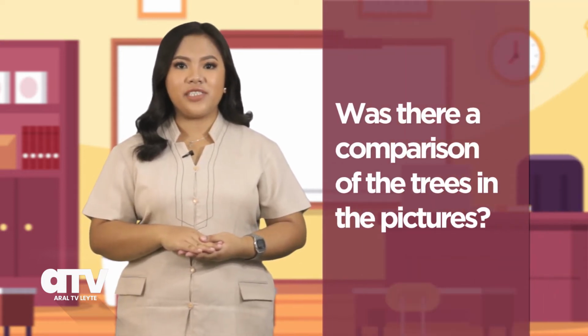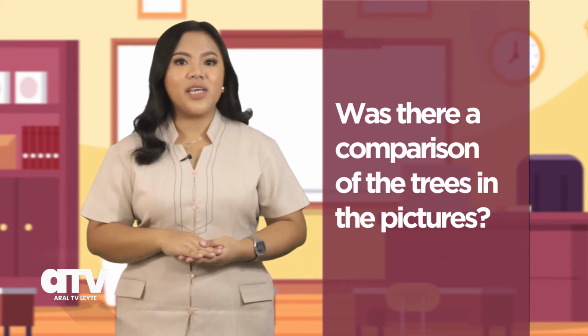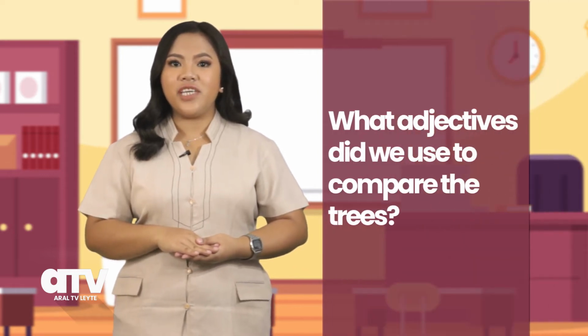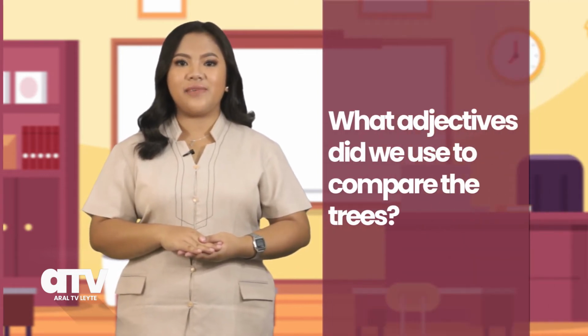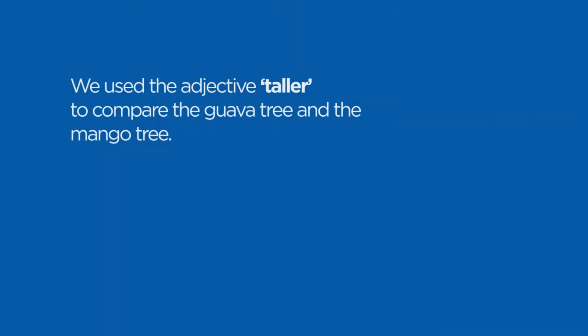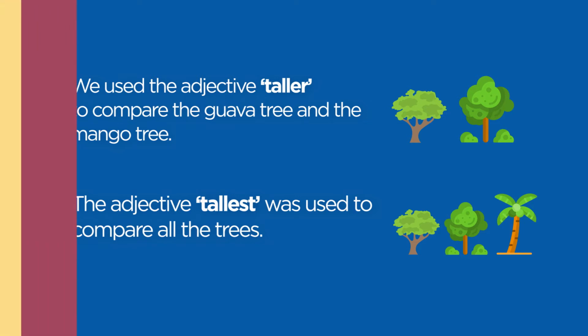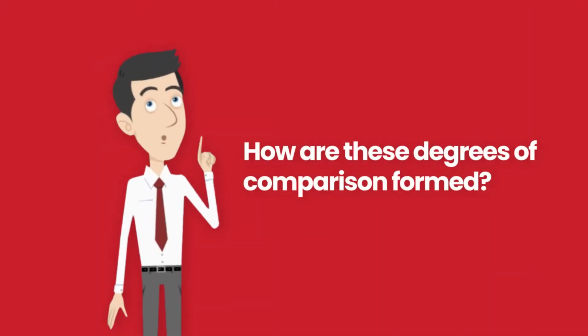Was there a comparison of the trees in the pictures? Right. We compared the trees in the pictures. Now, what adjectives did we use to compare the trees? We used the adjective taller to compare the guava tree and the mango tree. And we used the adjective tallest to compare all the trees. How are these degrees of comparison of adjectives formed?